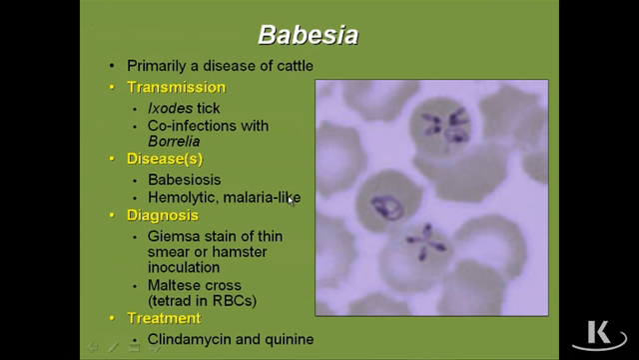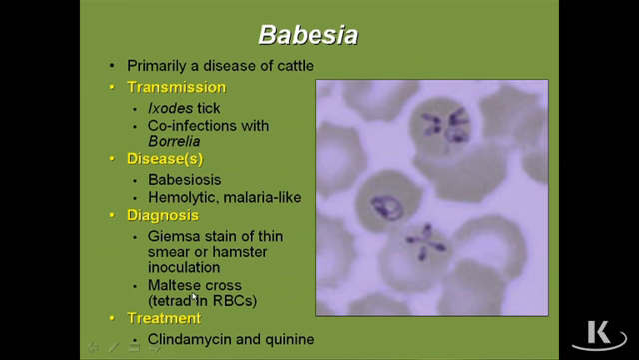And for the diagnosis I'm showing here, you can see a red cell that I'm circling that has this cross formation. So this image they could very easily show you, or they might mention the formation of a Maltese cross or a tetrad in infected red blood cells. All right, so that is diagnostic for babesia.